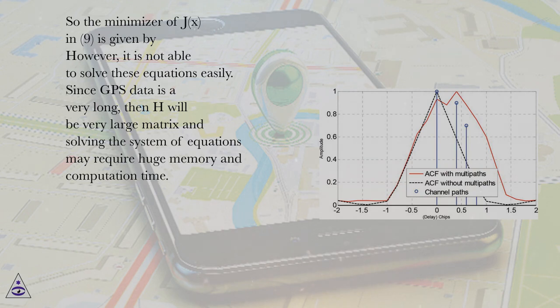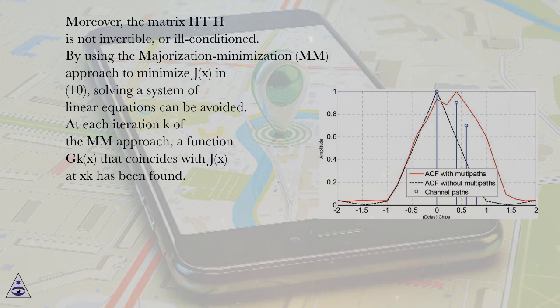Since GPS data is very long, H will be a very large matrix, and solving the system of equations may require huge memory and computation time. Moreover, the matrix H^T H is not invertible, or is ill-conditioned. By using the majorization minimization approach to minimize J(x) in (10), solving a system of linear equations can be avoided.